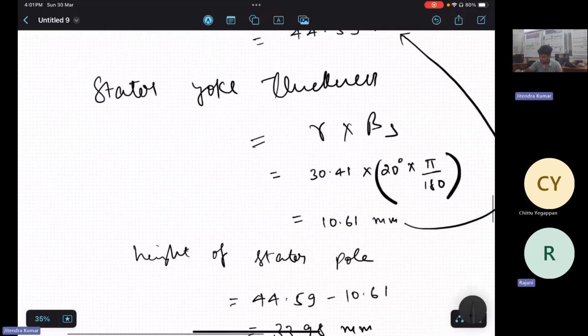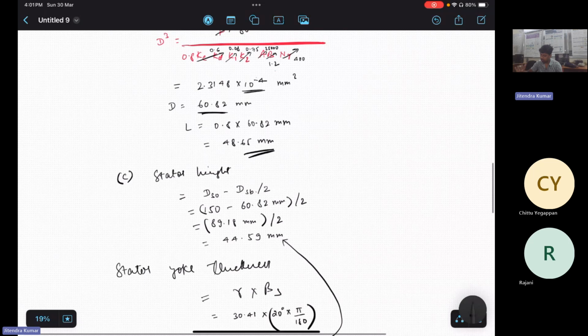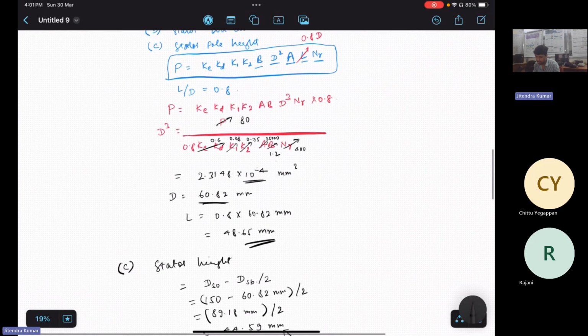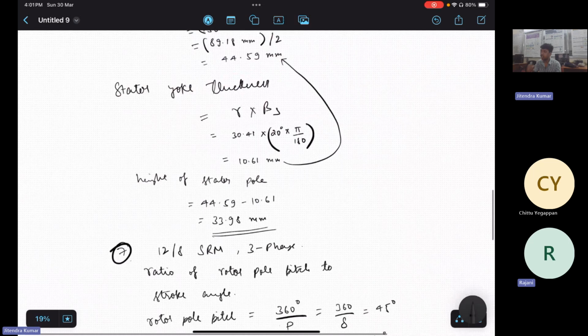See, 33.98, sir, you got. Here last time 44 mm. It is stator height, right? So second part, third one. Yes, sir, last one. 33.98. Yeah, see, this was the same problem or what? Yes, sir, same. You should have missed this part, sir. You were present, I guess, no?